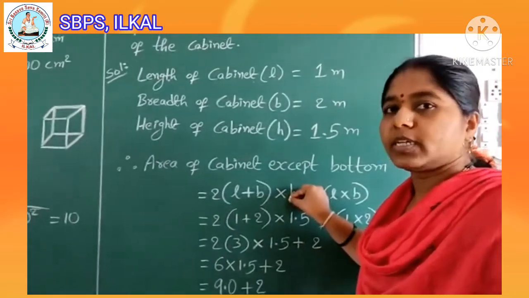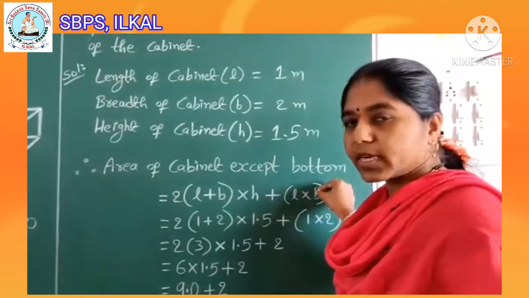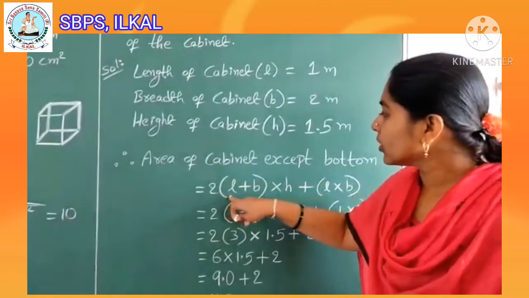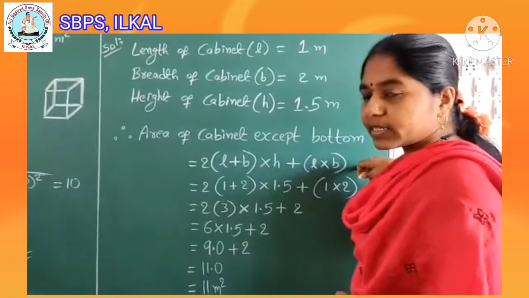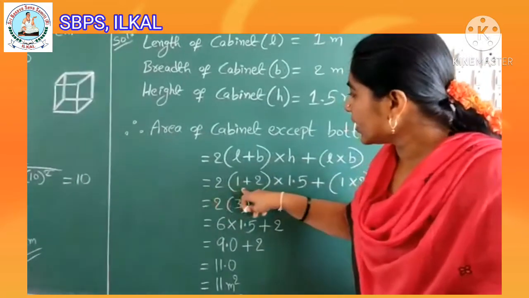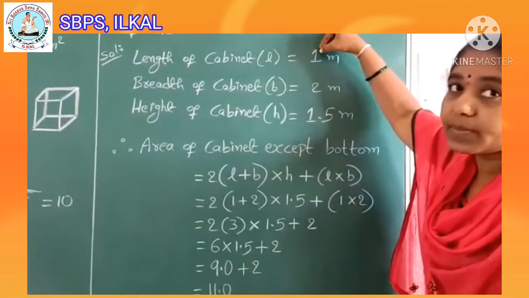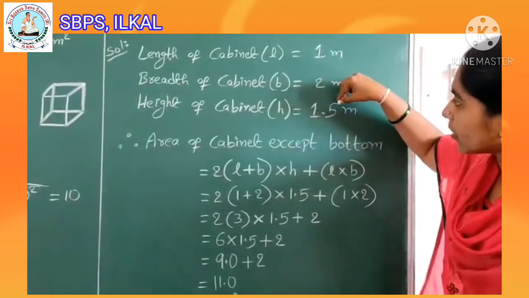Here we have to include the top also. Then it will be length into breadth. Okay. Area of cabinet except bottom is equal to 2 into L plus B into H plus length into breadth. Which is equal to 2 into length plus breadth, children. Length of the cabinet is 1 meter. Breadth of the cabinet is 2 meter. And height of the cabinet is 1.5 meter.